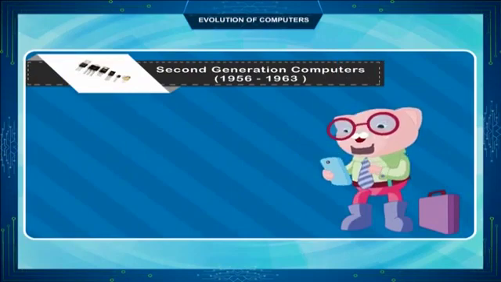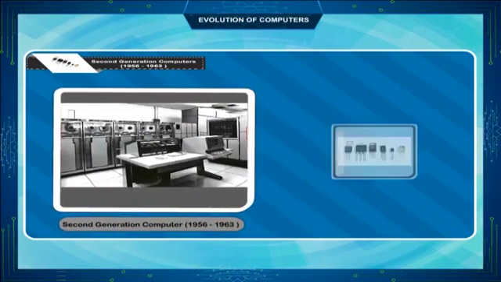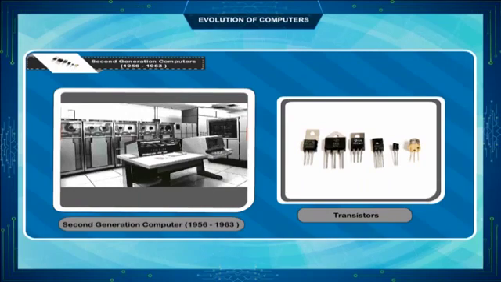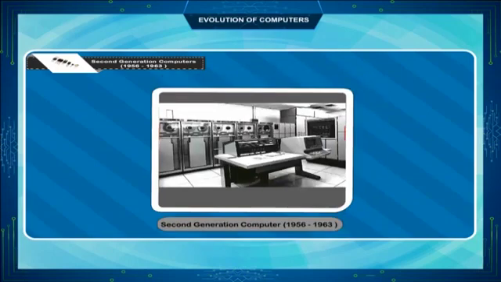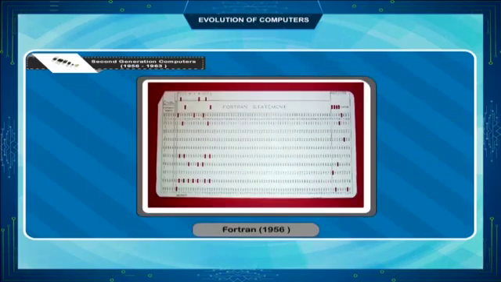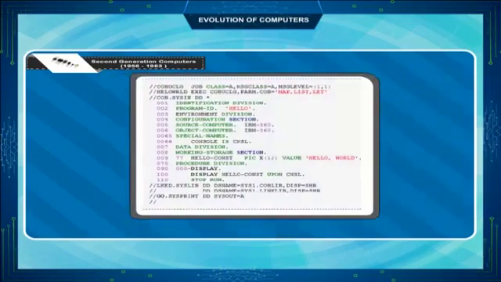Second generation computers, 1956 to 1963. The second generation computers had transistors as their main electronic component. Transistors were very small in size and faster in speed as compared to vacuum tubes. During the second generation, many high-level programming languages were introduced, including Fortran in 1956, ALGOL in 1958, and COBOL in 1959.